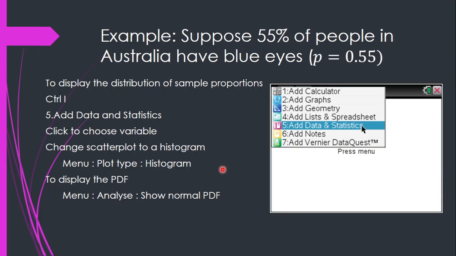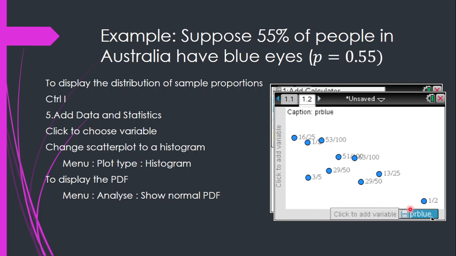Now, how to display that data is you're going to use the data and statistics graph page. You will need to, in the options, choose your variables, then you will need to change it to the type of display you want. So here we're going to change it to a histogram, and then we're going to display the PDF, which is menu, analyze.